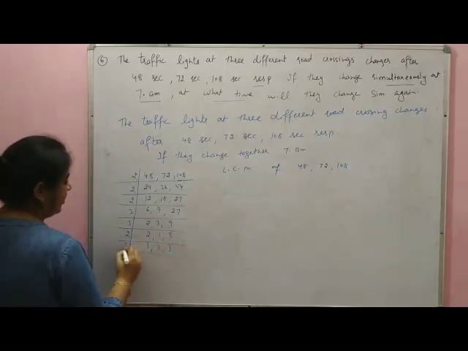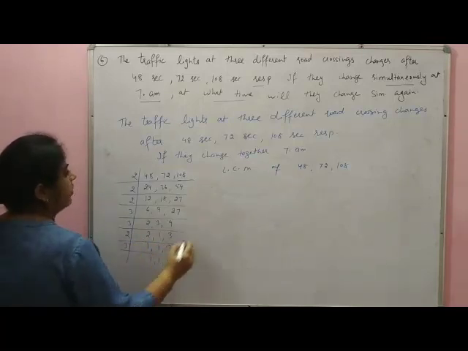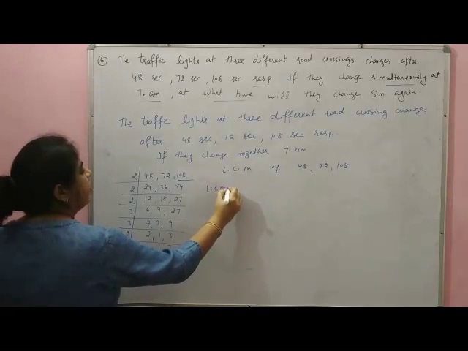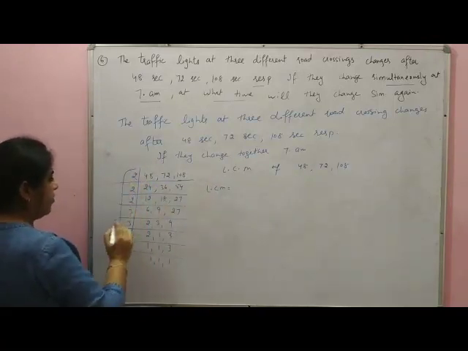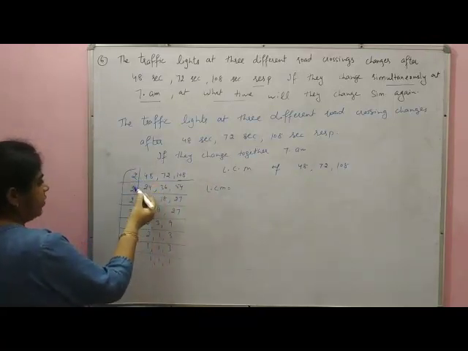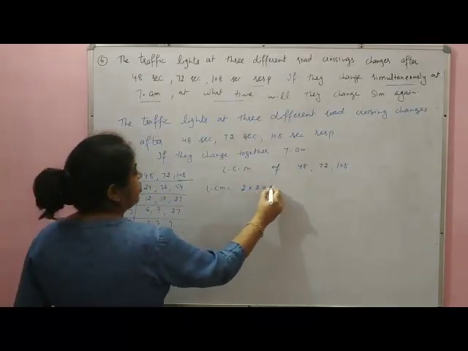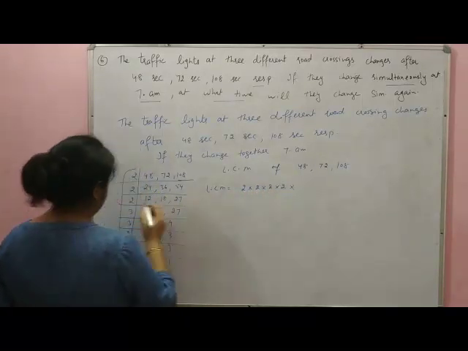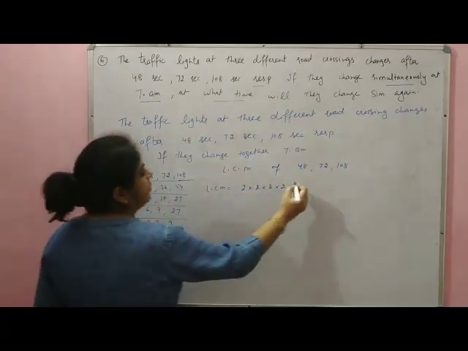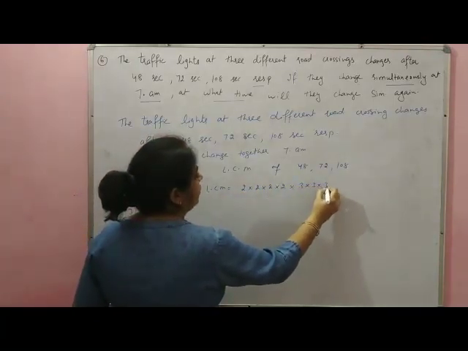Now take 3 here, then 1, 1 and 1. So what is the LCM of these three numbers? The product of all these. How many times is 2 there? 1, 2, 3, 4 times: 2 into 2 into 2 into 2. How many times is 3 there? 1, 2 and 3: 3 into 3 into 3.